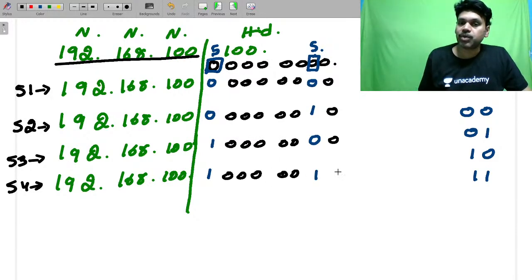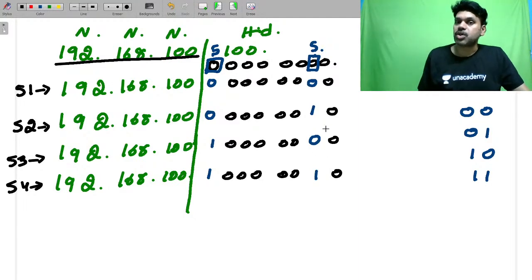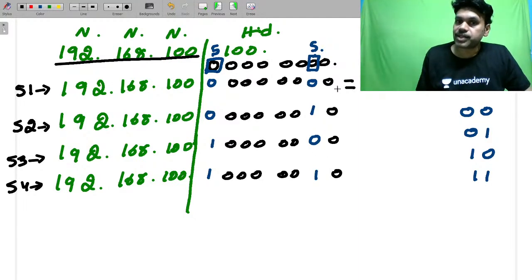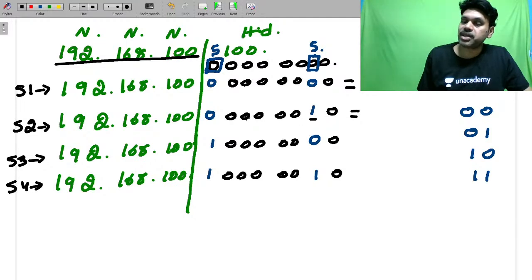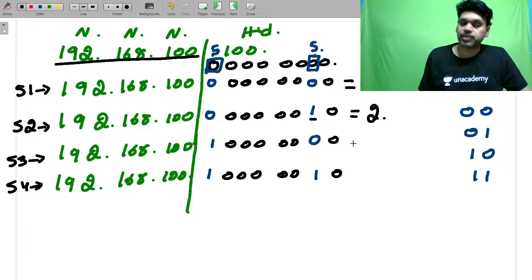Now tell me, what is your first subnet ID? Last octet I am talking. This is all zeros, right? It is a 0. Here, what is this value? 1, 2, 4, 8, 16, 32, 64, 128. So the second position is on. So the next subnet is 2.